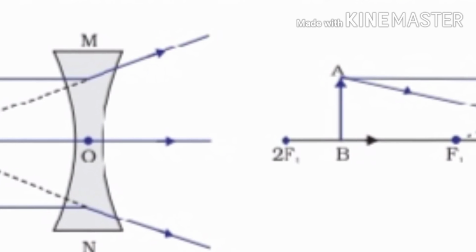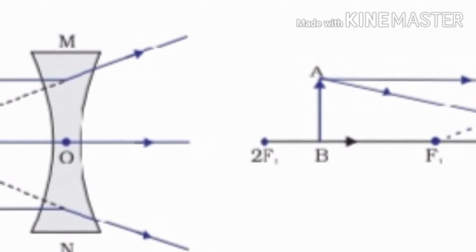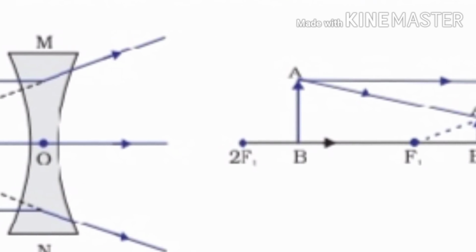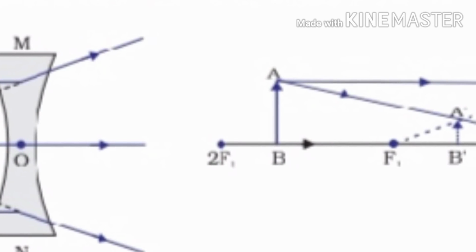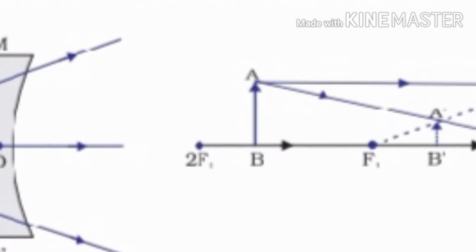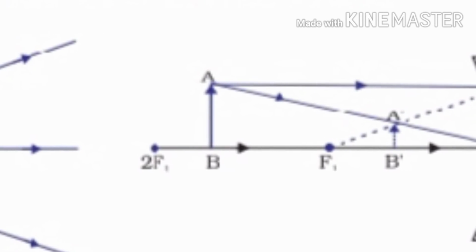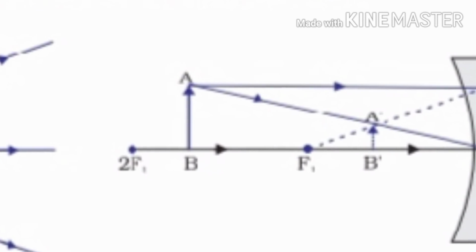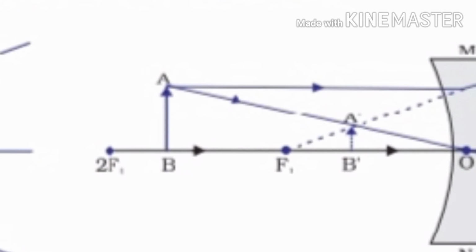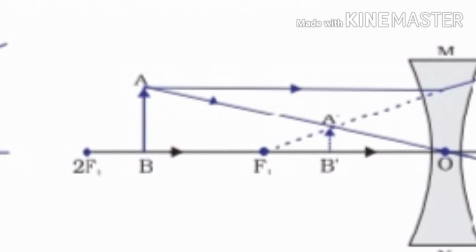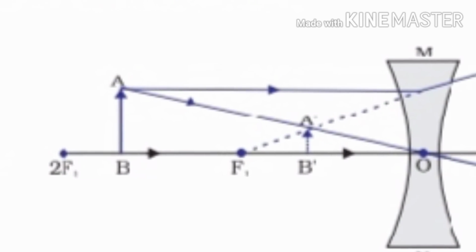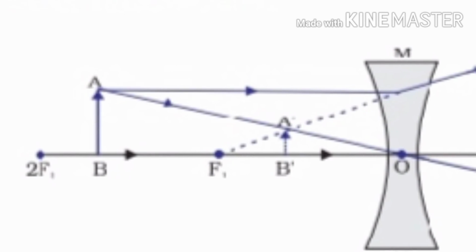And when the object is between infinity and optical center of the lens, the ray parallel to the principal axis will diverge, and when we'll trace it back to the f1 position, it will appear to meet the ray which is passing through the optical center. Wherever they will meet in front of the optical center, there the image formed will be virtual, diminished and upright.